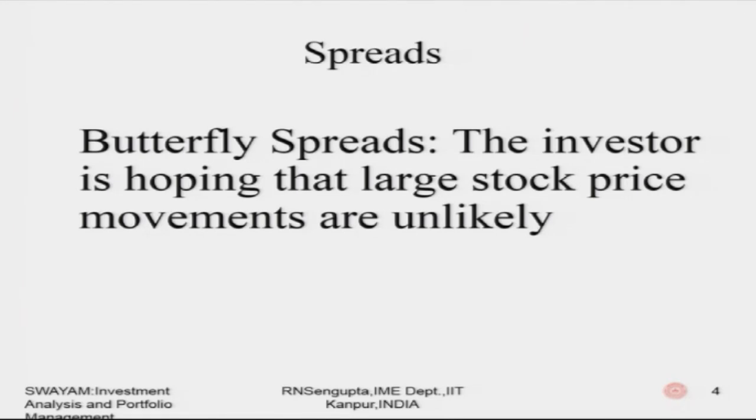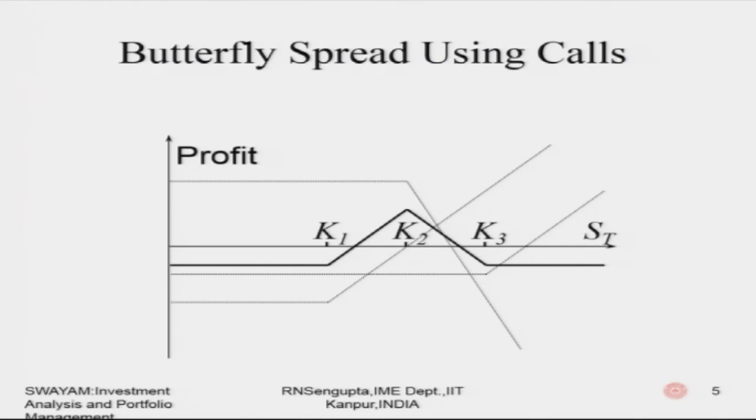Today I will try to cover the case where there are three options with prices K1, K2 and K3. Those will be just hypothetical examples, but they will give you an idea of how price fluctuations can be taken care of, considering three or more different options. So, this is the first case, the butterfly spread, and here for the first time I am considering three prices.